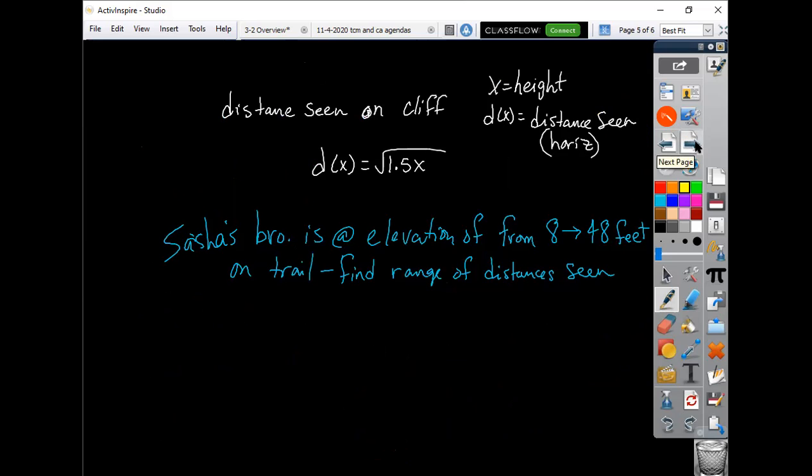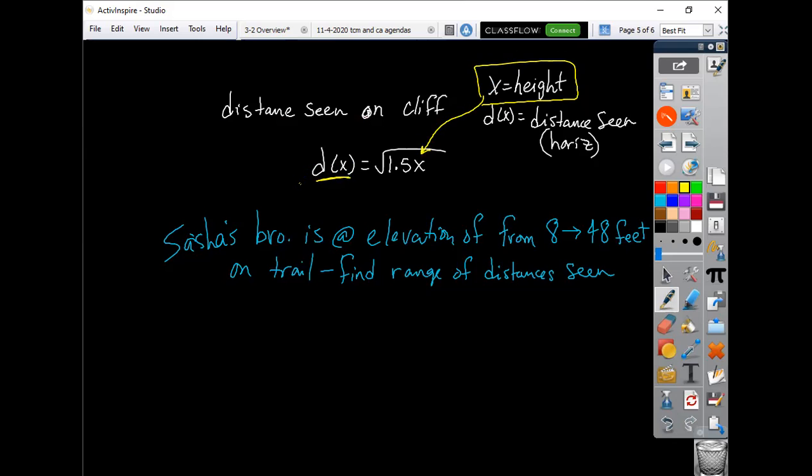Well, we've got Sasha here standing on a cliff or hiking on a path, if you will. And as you walk along the path, it's on a cliff overlooking the ocean or a long distance away anyway. And maybe it's just hiking through the hills. And based on the distance that they are above ground, the height, elevation, that determines how far horizontally they can see. So this problem says if Sasha's brother is at an elevation of 8 on this path up to 48 feet above sea level, whatever, how far can they see?